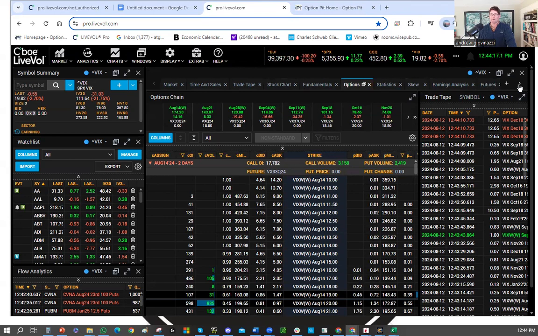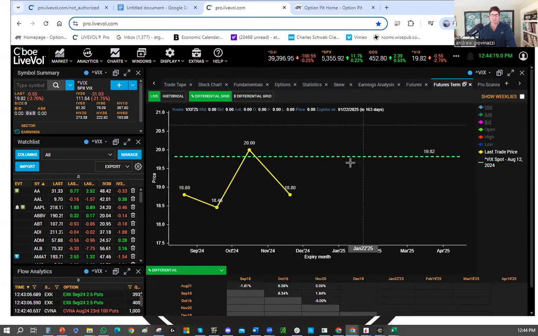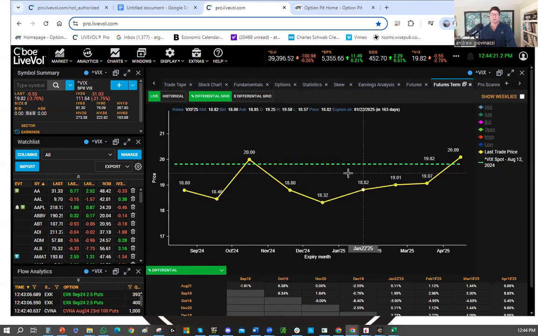Here on LiveVol, which is a CBOE product by the way, they have some pretty decent VIX data. You could also go to VIXCentral.com. Right now the VIX cash is 19.82, the August future is 18.80, and the September future is 18.45. One thing to understand is that if VIX stays constant to expiration, the futures are going to move toward the cash slowly but surely.